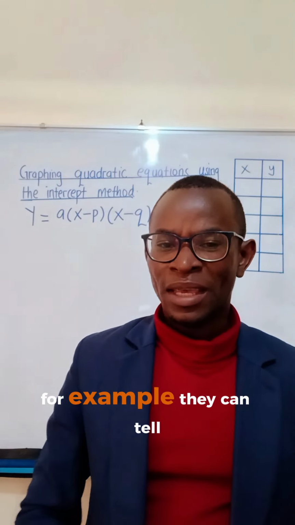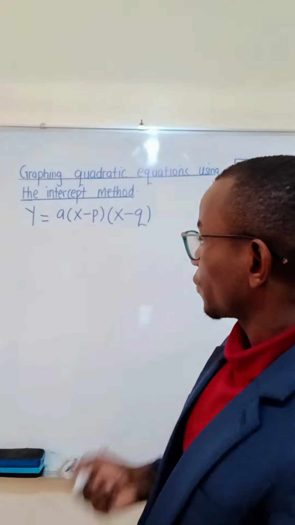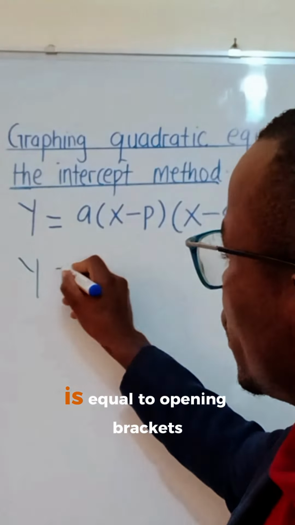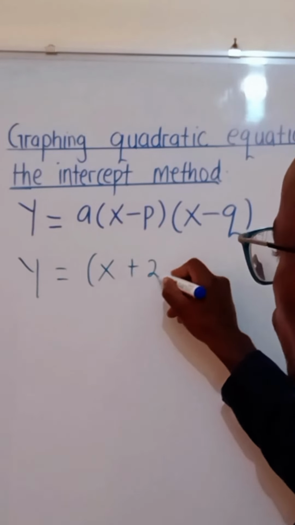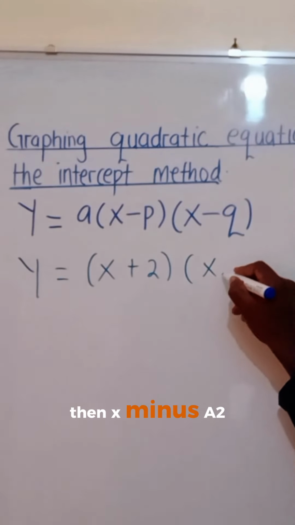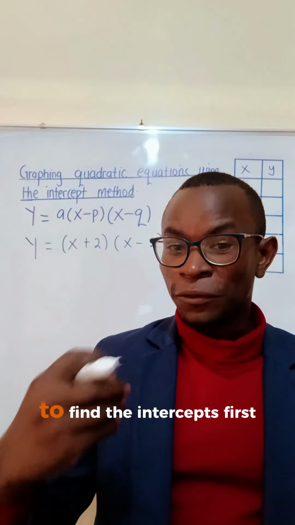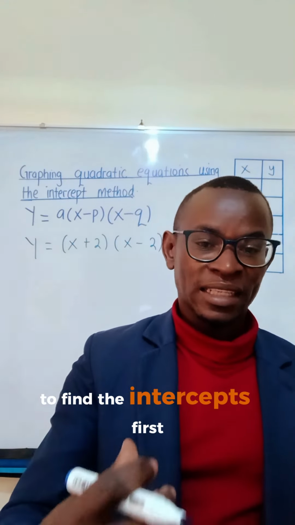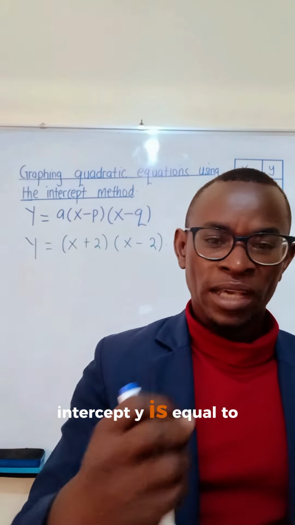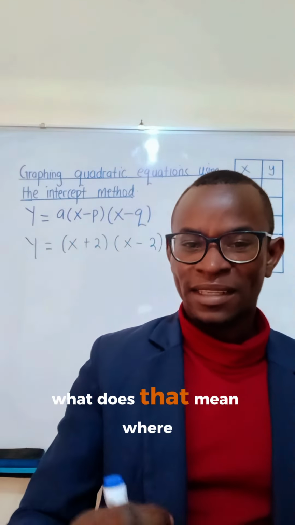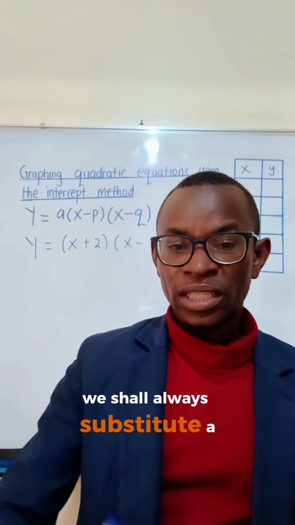For example, they can tell us to graph y equals (x plus 2)(x minus 2). So, to graph, we have to find the intercepts first. But we know for the x-intercept, y is equal to 0. What does that mean? Where there is y, we shall always substitute a 0.